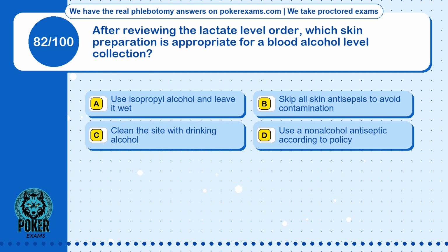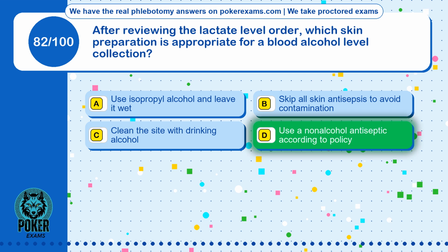Question 82. After reviewing the lactate level order, which skin preparation is appropriate for a blood alcohol level collection? Option A. Use isopropyl alcohol and leave it wet. Option B. Skip all skin antisepsis to avoid contamination. Option C. Clean the site with drinking alcohol. Option D. Use a non-alcohol antiseptic according to policy.